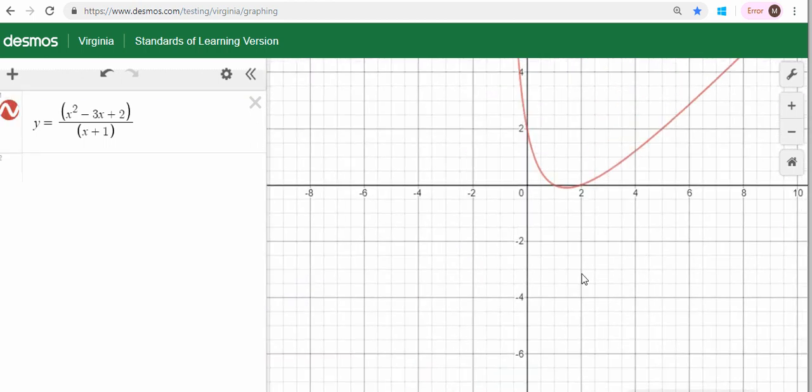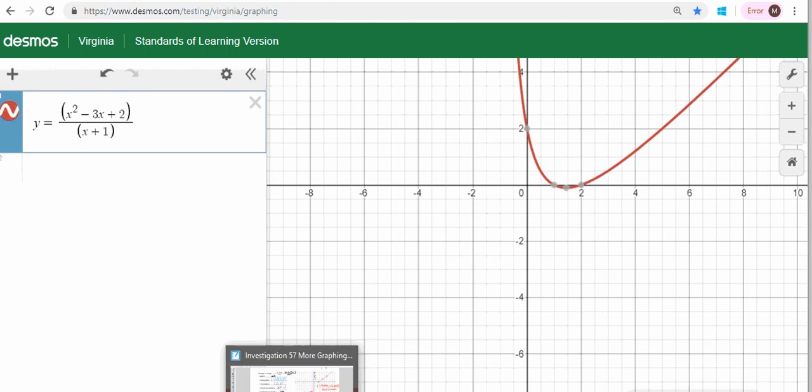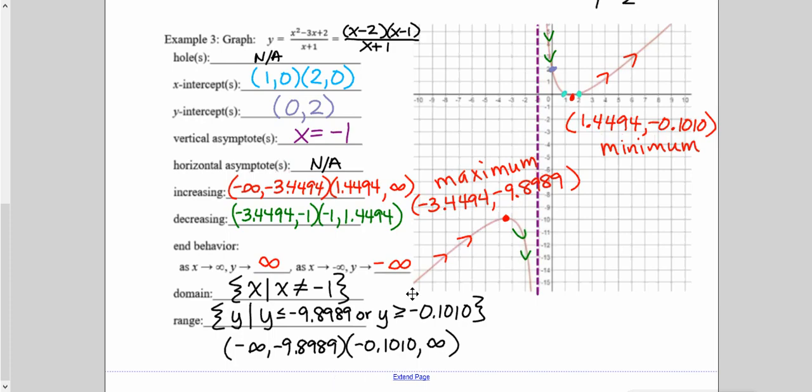And as I was looking up here before, if I click, it will give me all the important points, the y-intercept, the x-intercepts, and any turning points. So that is the value of the x turning point. The x value of that turning point is 1.449, and the y value is -0.1. So let's go back to my graph. So I increased until I got to this x value, and then I decreased.